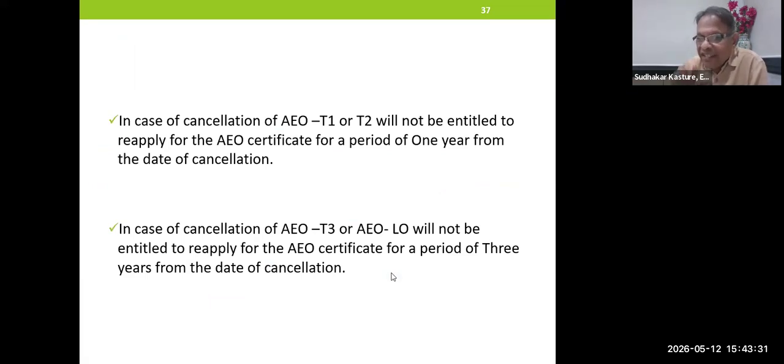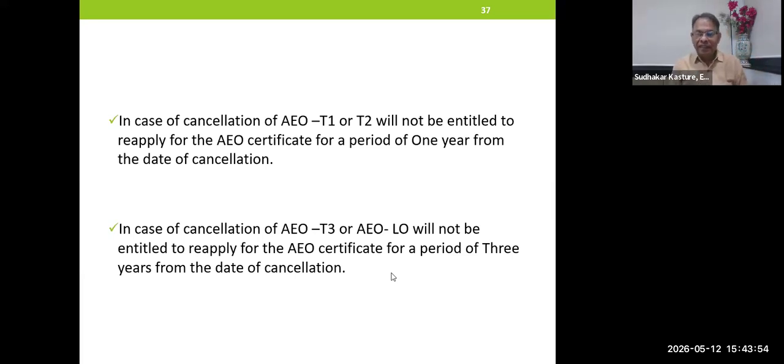In case of cancellation of AEO Tier 1 or Tier 2, किसी भी कारण से, you can reapply for a period of 1 year. In case of cancellation of Tier 3 or AEO LO, logistic operator, will not be entitled to reapply for AEO certificate for a period of 3 years.